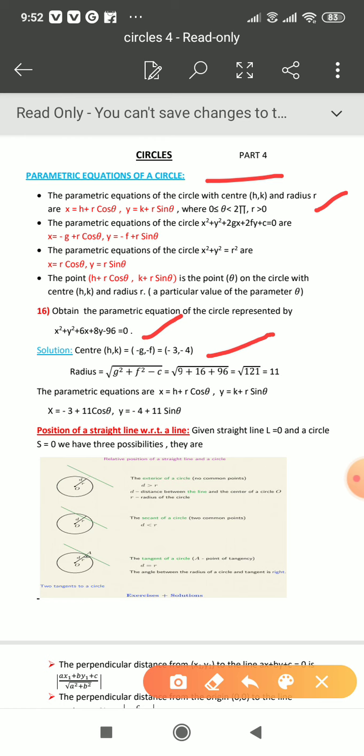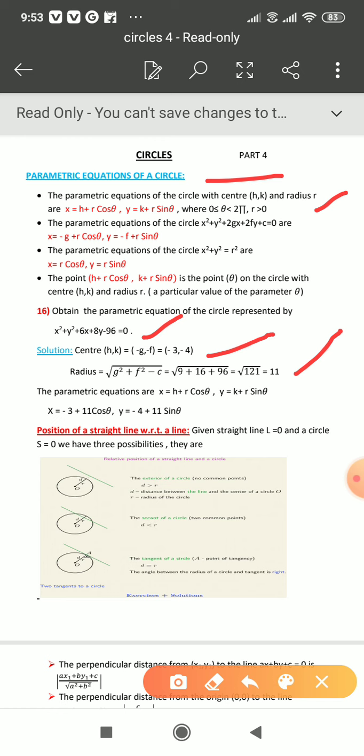This is (h, k). For parametric equations, we find the radius r. So here r is equal to the square root of g square plus f square minus c. Here g is equal to minus 3, so g square is equal to 9. f is equal to minus 4, f square is equal to 16. c is equal to minus 96, so minus means minus plus 96. That is equal to root 121, which is equal to 11. Okay, so this is the radius. Here the radius is greater than 0.